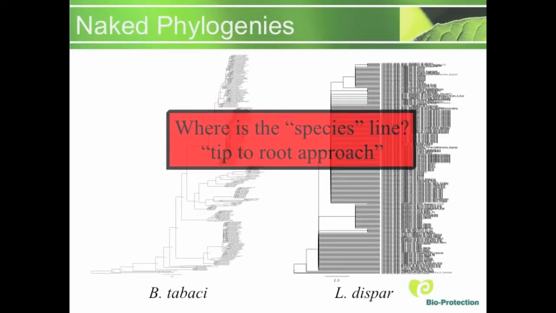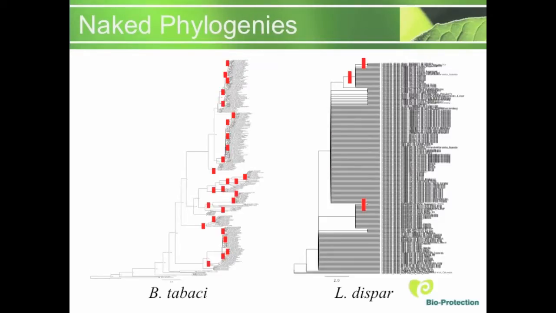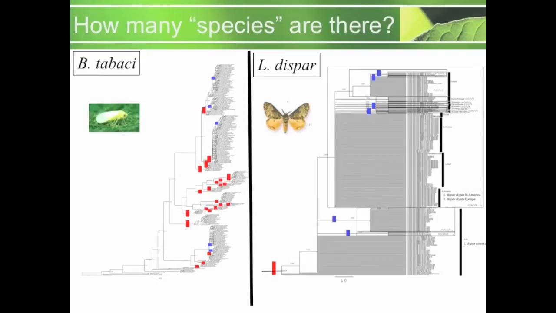So then we took our naked phylogenies and used our tip-to-root approach. We started at the tips and worked our way back, asking along the way, where is their taxonomic distinctiveness? The results are seen here, indicated by blue hashes. You'll see that indicates taxonomic distinctiveness. So we've identified on the left 5 additional areas for Bemisia tabaci and 6 on the right for Lymantria dispar.